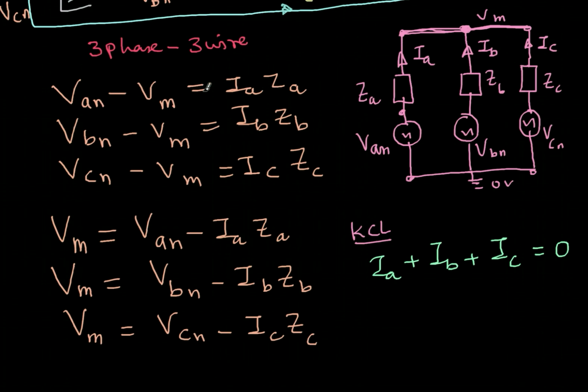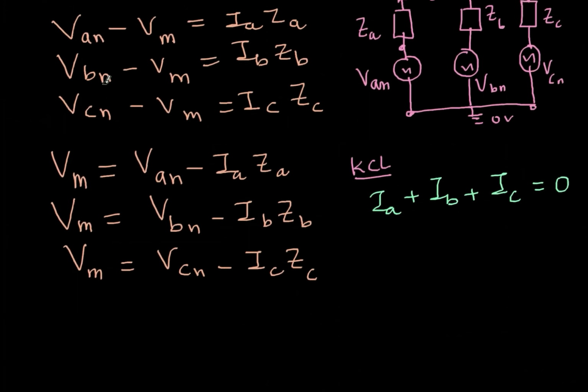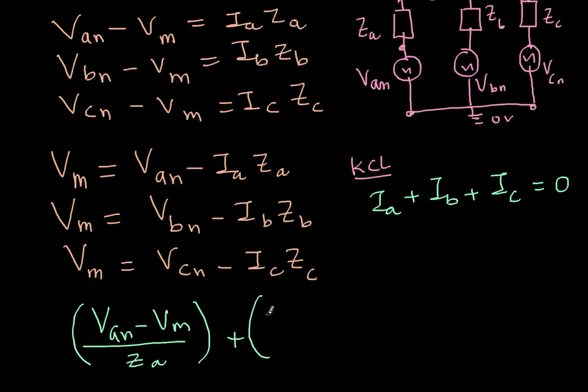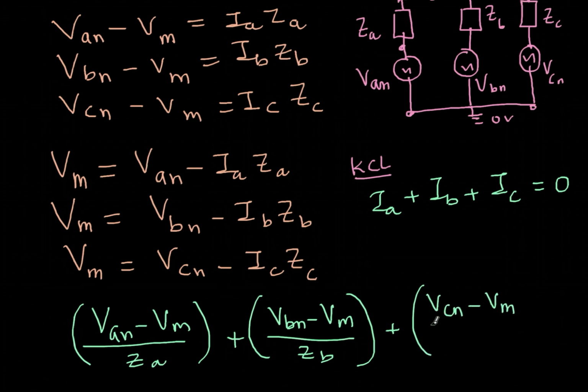If I notice from the first equation, what is IA? VAN minus VM divided by ZA. So this whole part is nothing but IA. Now look at the second equation. I'll add to it VBN minus VM divided by ZB. So this whole part is nothing but IB current. Again, from here, you can see VCN minus VM divided by ZC. So this one, IA plus IB plus IC, is equal to zero.